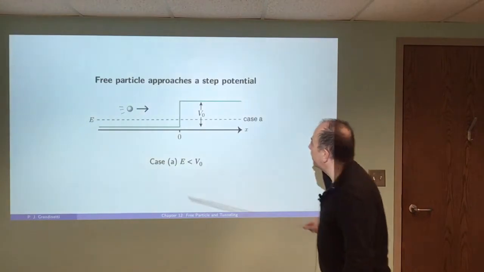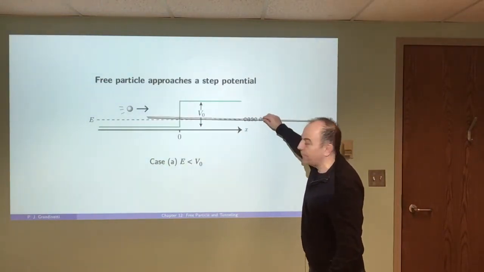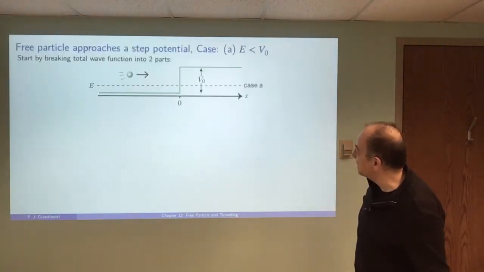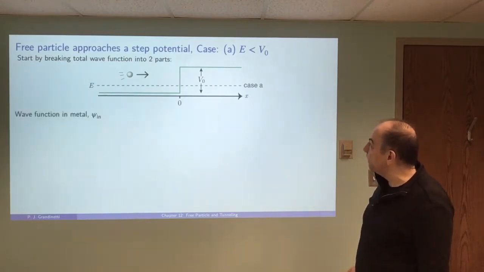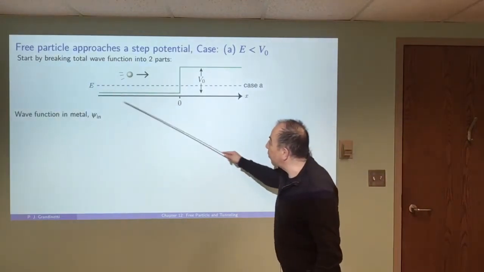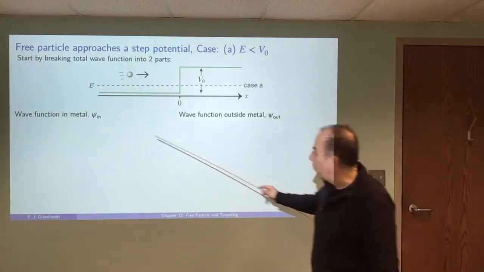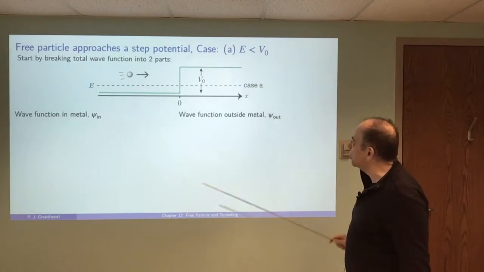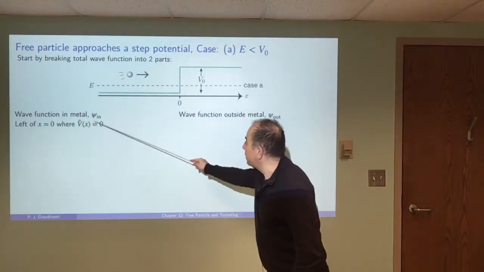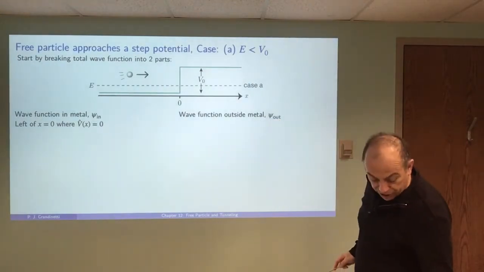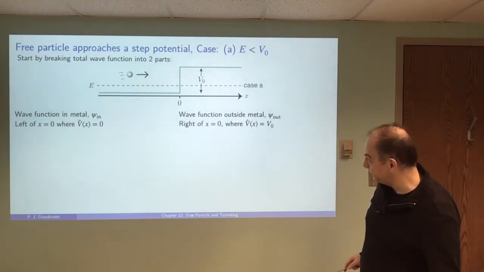So we'll start with it approaching the step potential with the case where it doesn't have enough energy to get past x equals 0. So we're going to divide our wave function into two parts: the wave function over here and the wave function outside the metal. So we have the wave function in and the wave function out. When we're on the left of 0, the potential is 0. And when we're on the right, the potential is V naught.